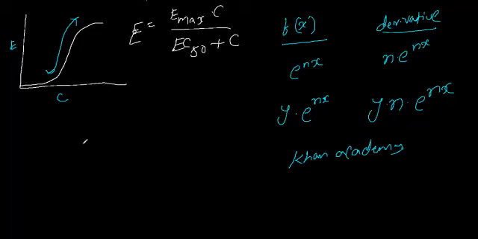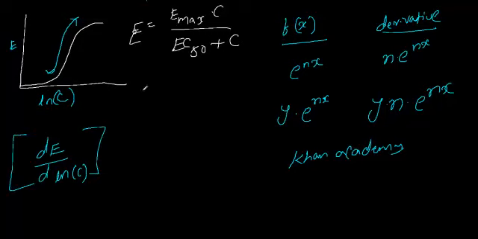So how do you find the slope for this region? We have to find out the derivative of the effect with respect to ln of c. So the d of E over d of ln of c, because this is ln of c, guys, by the way. You all know that this is ln of c, right? Let me rewrite it. This is ln of c. So we need to find out the derivative for the effect.